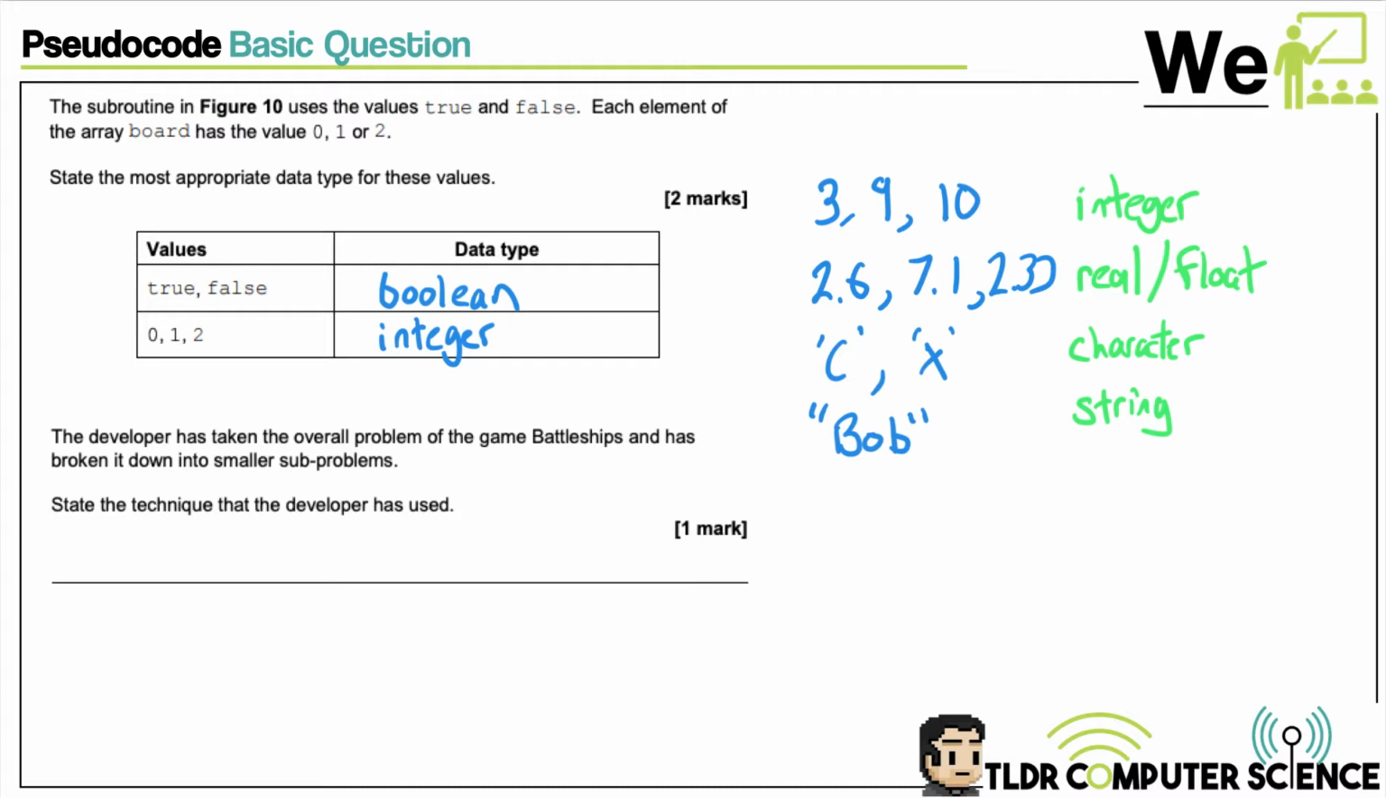Okay. The developer has taken the overall problem of the game Battleships, again, we haven't seen this, but it doesn't really matter, and has broken it down into smaller sub-problems. So when you have a big problem and you want to solve it, you break it into smaller subproblems that you try and solve. If they're still too big, you break them down again until they're easy to solve. Very, very powerful technique. But what's the name of that technique?